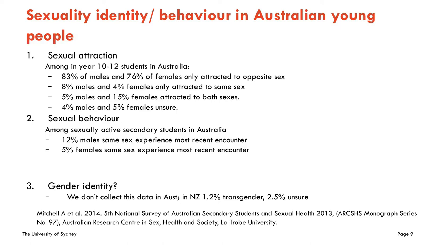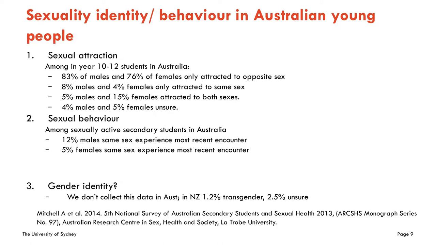Now this is another really important survey that's been done since 1992, every 5 years from La Trobe University, and that's the survey of secondary school students. And the most recent survey found that most are attracted only to the opposite sex. 8% of males, 4% of females are only attracted to the same sex. But 5% of males, 15% of females are attracted to both sexes, and then a smaller proportion are unsure.